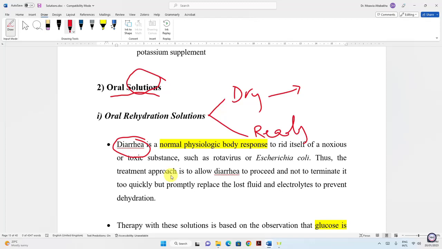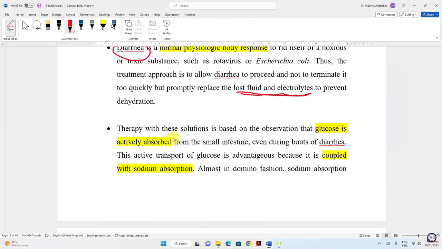So logically you should not stop that. Many people take loperamide or some other drugs in order to try and stop diarrhea. But actually the best approach is not to try and terminate it too quickly, but rather to try and replenish or replace the lost fluids and electrolytes from diarrhea. And this is more dangerous for infants, to lose fluid and electrolytes, than adults.